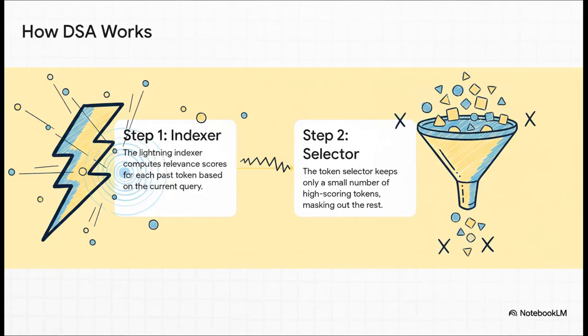So here's how that team works in practice. First, whenever the model is about to say something new, the lightning indexer zips through the entire conversation history and slaps a relevance score on every single word or token from the past.